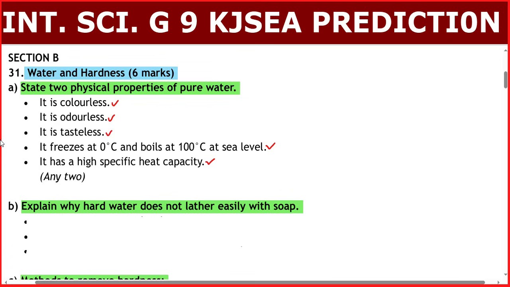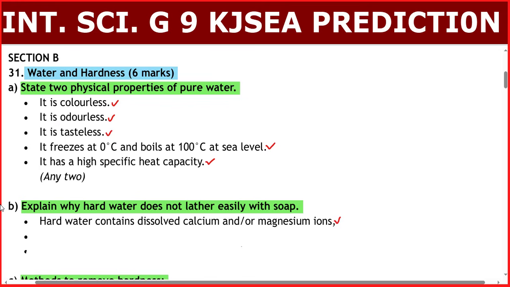you get your mark. Explain why hard water does not lather easily with soap. All right, the correct answer should be number one, hard water contains dissolved calcium and or magnesium ions. That's why it does not lather easily.